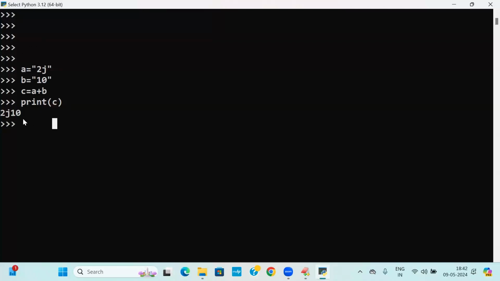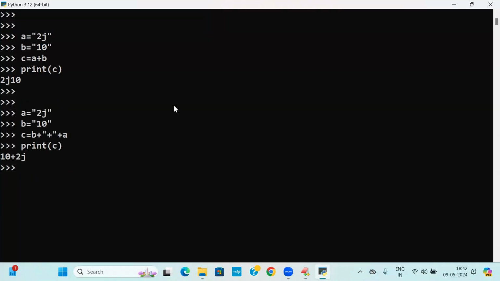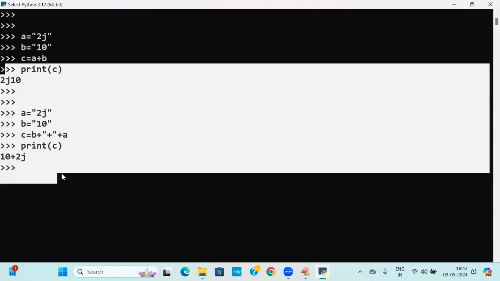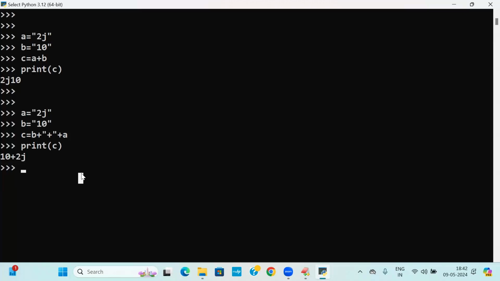But I want to concatenate the plus also. Actually, I reversed it. I need to concatenate with A again. Say C is equal to B plus, again plus, and plus A. Print of C. It will print 10 plus 2j. You have to apply your intelligence. Intelligence will come when you start reading the subject thoroughly and practicing on the subject, so that you'll get a lot of thoughts. Thought development will come when you start practicing.